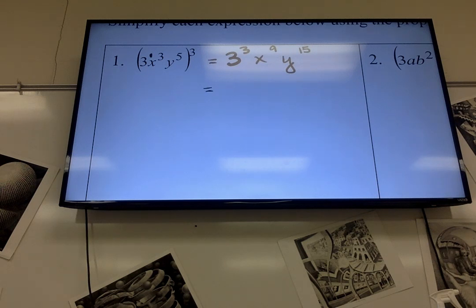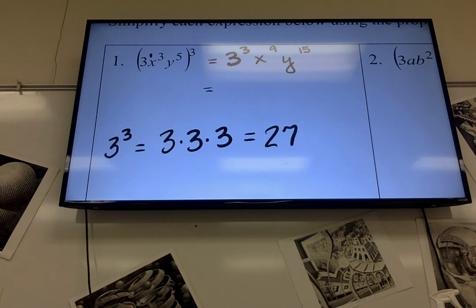I can't add the 9 and the 15 because they're not the same base. So I just have to leave it like that. However, I can do 3 cubed. What does 3 cubed mean? 3 times itself 3 times, which is 27. Very good. So that will simplify. So it's 27, x to the 9th, y to the 15th.